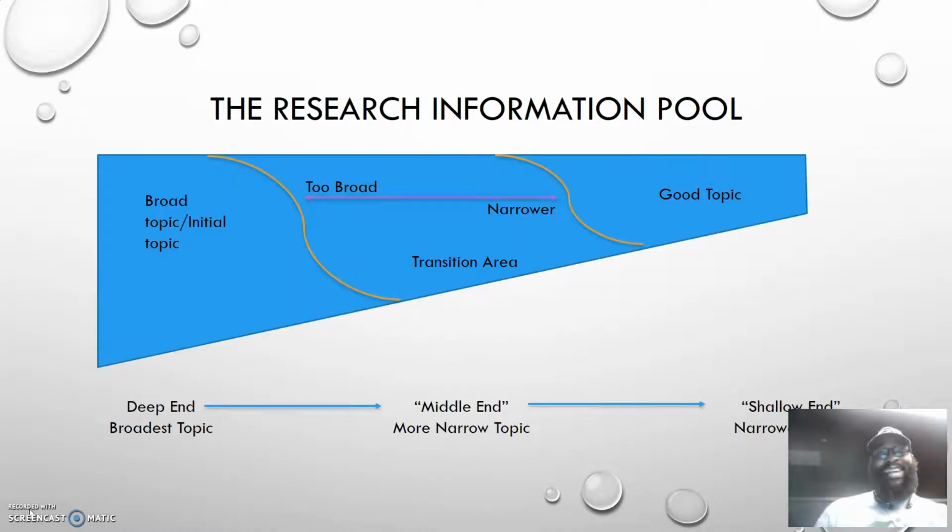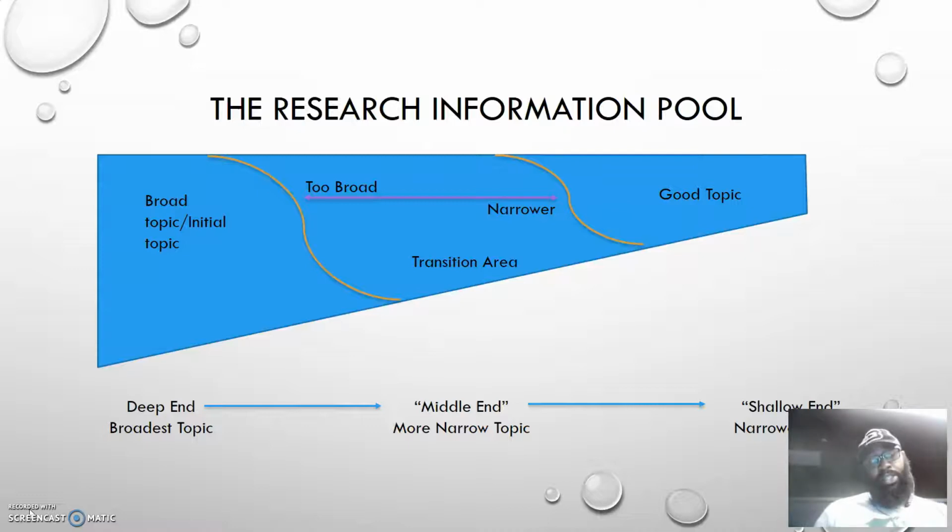Diving right in. So this is our information pool graphic. Notice how we have three sections: the deep end, the middle end, and the shallow end. Our deep end is going to represent a broad topic, or our initial topic that we're looking at. When I say broad topic, it can cover almost anything and everything. It's very vast, very broad. If you dive into the deep end of a swimming pool, usually it's about 9 to 10 feet, sometimes 13 feet, very deep. You can drown in a lot of information.